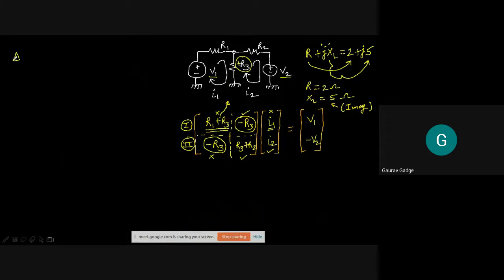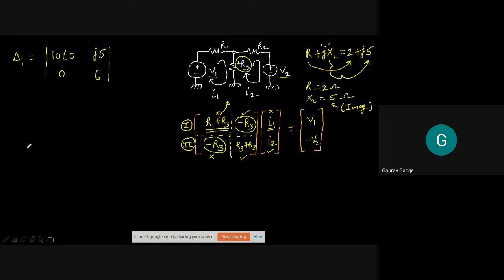Now this term is represented as delta 1. So for delta 1, you have to replace the first column by the voltage column, so you get 10 angle 0, 0. The second column in that impedance matrix is the same, that is J5, 6.